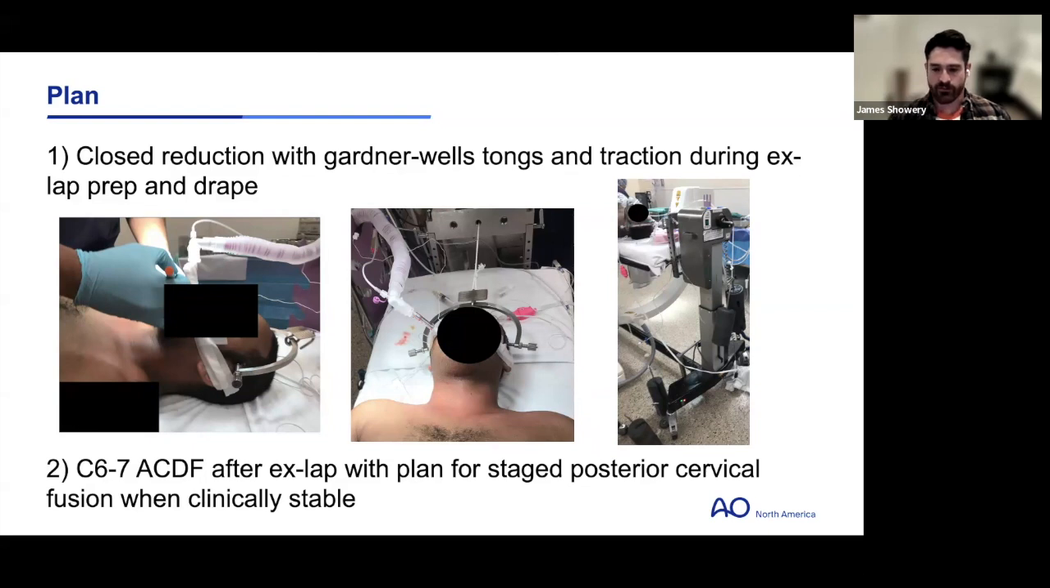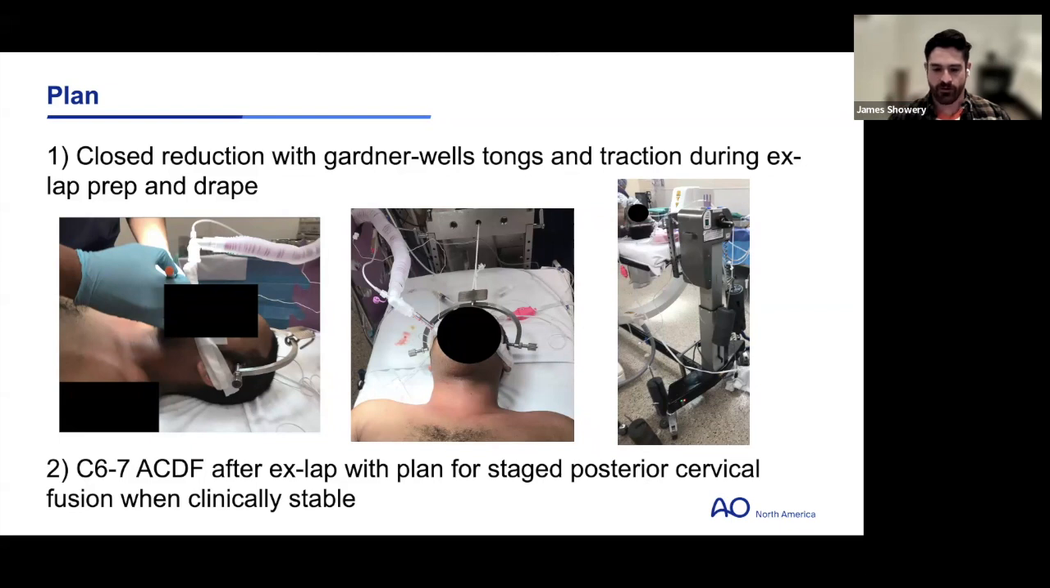I think an important learning point from this case is that this patient subsequently developed bilateral flail chest and pneumothoraces. They were intubated and sedated for a long period of time, and developed acute respiratory distress syndrome.